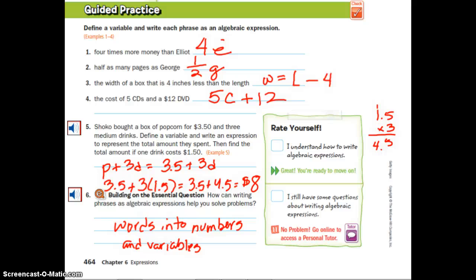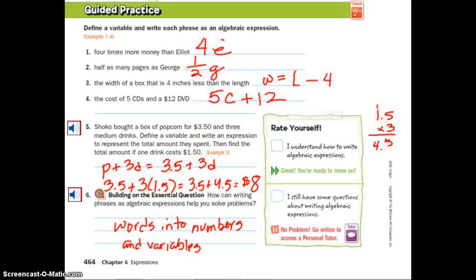And then we have the popcorn one, so I said P plus 3D, and then they defined that popcorn is $3.50. I don't need the 0, so 3.5 plus 3D. And I substituted in the 1.5 for $1.50, and I ended up with $8.